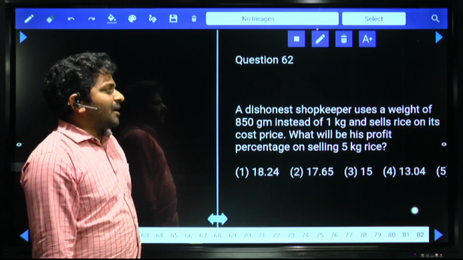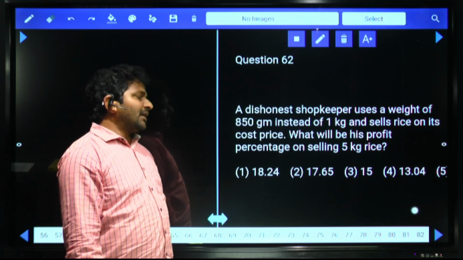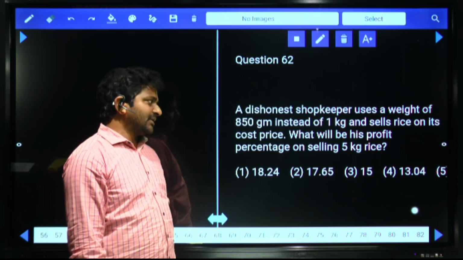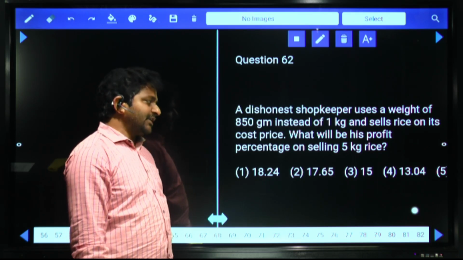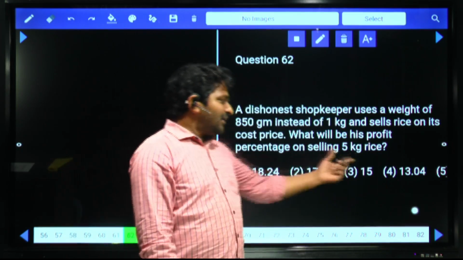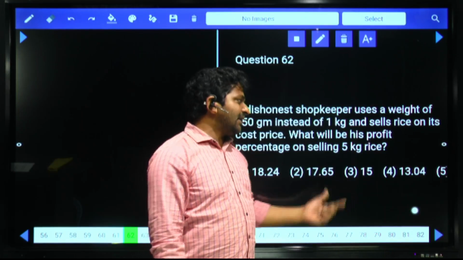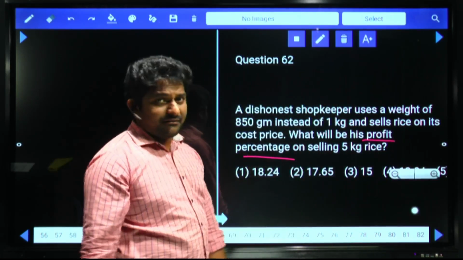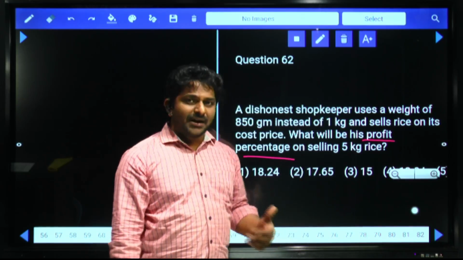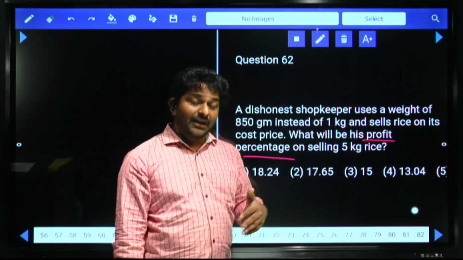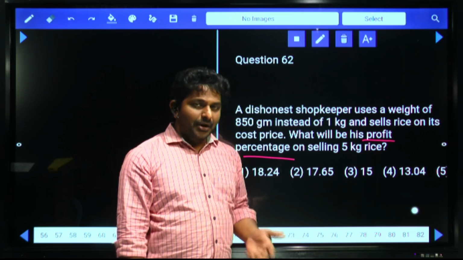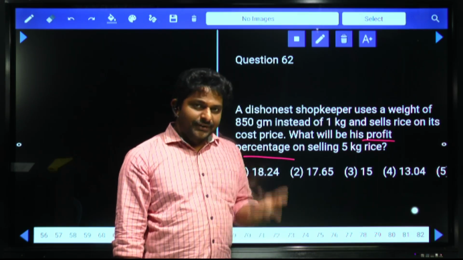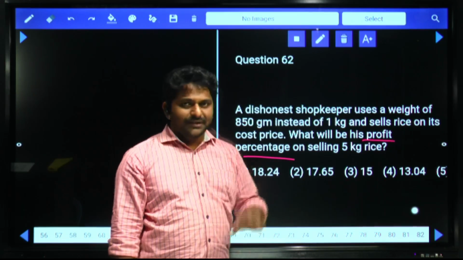A dishonest shopkeeper uses a weight of 150 grams instead of 1 kg and sells rice at its cost price. What will be his profit percentage on selling 5 kgs? Whether it is 5 kgs or 1 kg, the percentage will be the same. Percentage will never change. Whatever percent you get by selling 1 kg, the same percentage comes when selling 5 kgs, because the difference will be there in profit in rupees, but in percentage there is no difference.